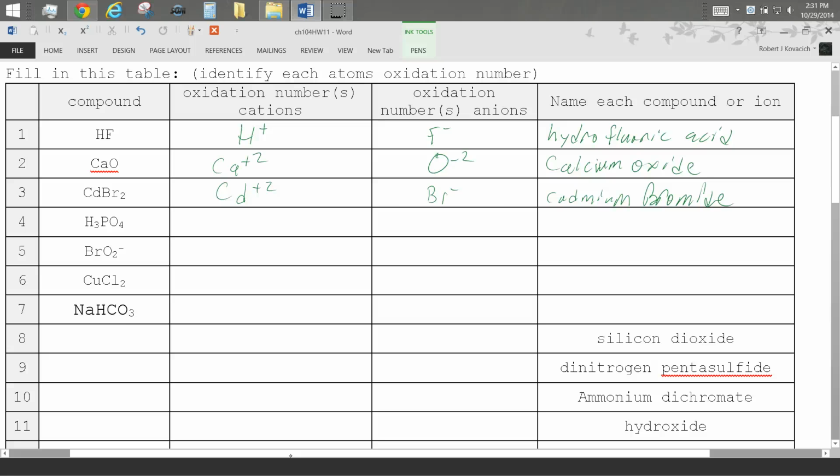Okay. How about the cations in number 4? Okay, so I got a hydrogen and its charge is +1, because it's with nonmetals. Anything else? The phosphorus. The oxygen's got a -2. So there's 8 negatives, and then there's 3 positives with the H's, so that makes the phosphorus a +5.